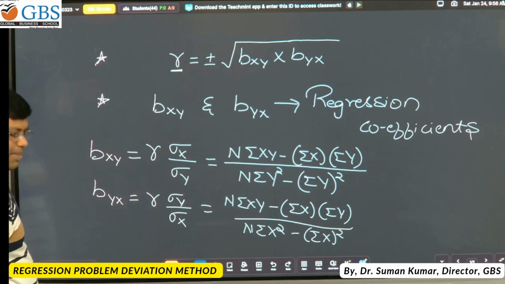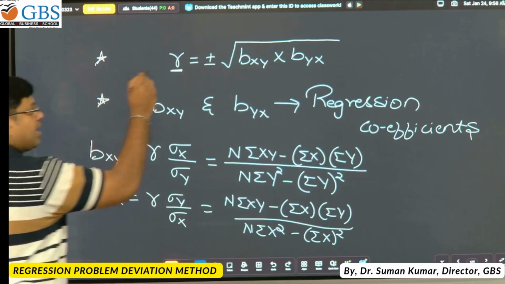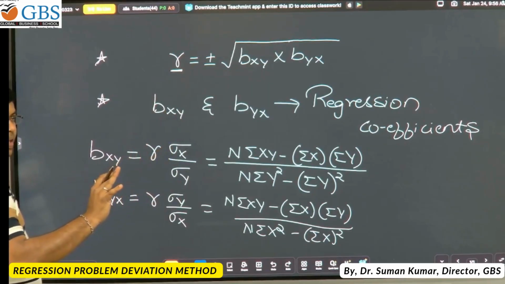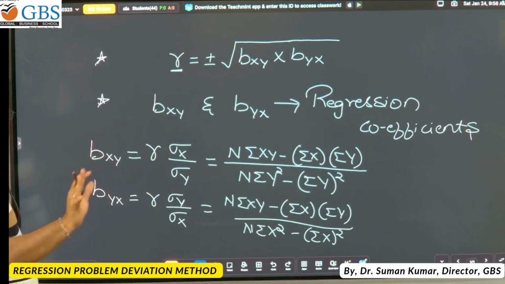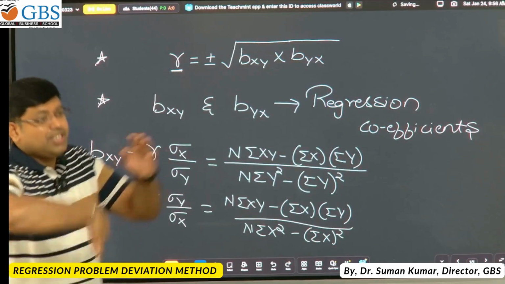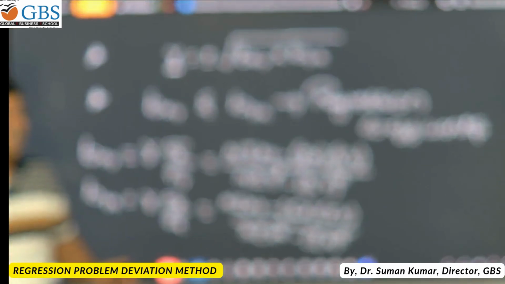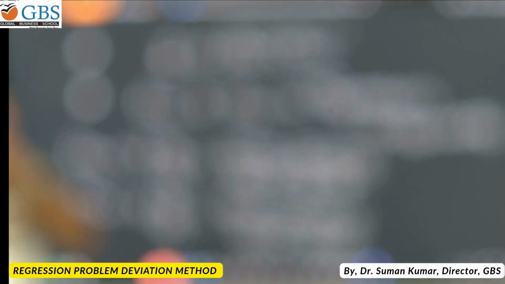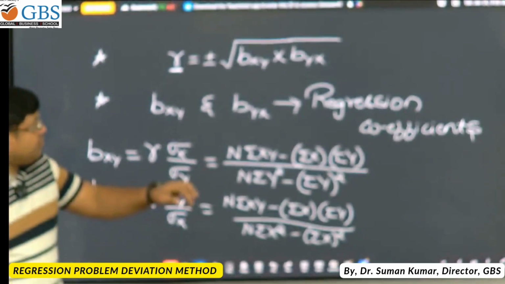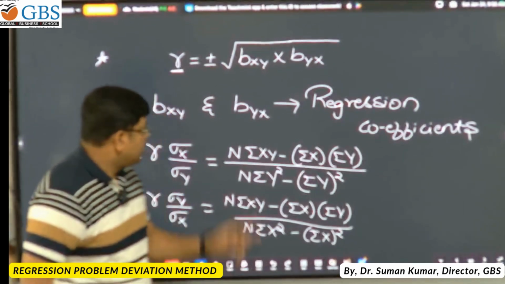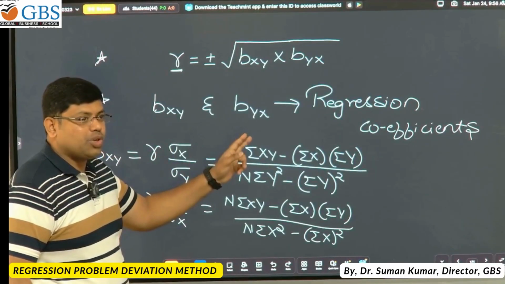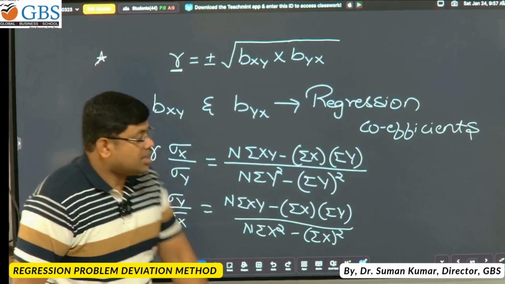Any doubt? Tell me. No, this is the correlation formula. There is correlation only. Which are the regression coefficients? This one. By using these two, which formula are we going to use? This formula.